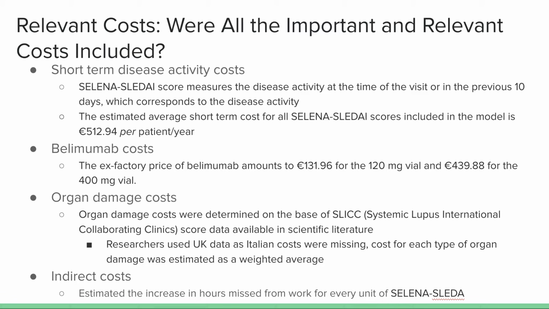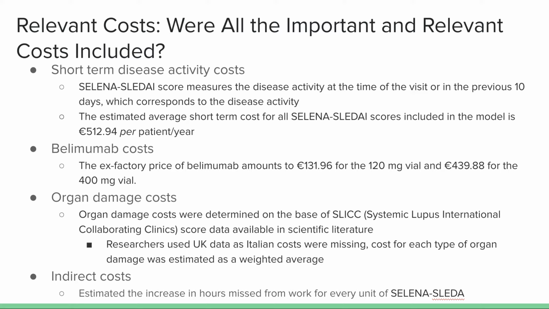And next, we are looking at the relevant costs. Were all the important relevant costs included? The authors of the article included 4 relevant costs. They are the short-term disease activity costs, Belimumab costs, organ damage costs, and indirect costs. With a short-term disease, they measured the disease activity using a SELENA-SLEDAI scale measurement. And this basically measures the disease activity at the time of the visit or in the previous 10 days, which corresponds to the disease activity. With this measurement, they estimated that per patient for every year, it would cost 512.94 pounds.